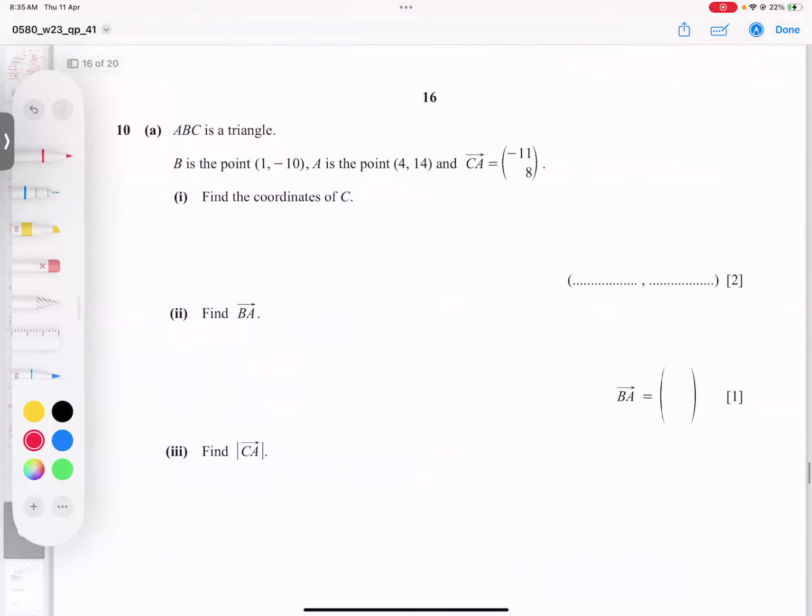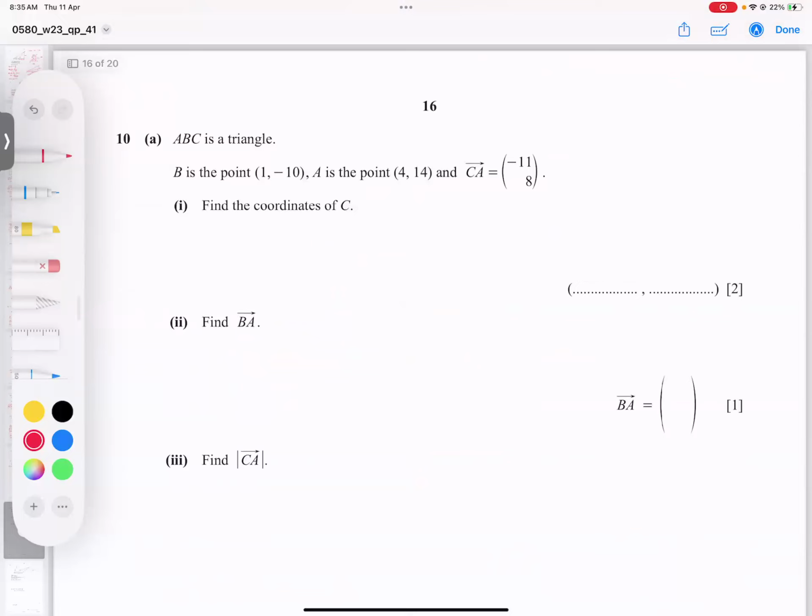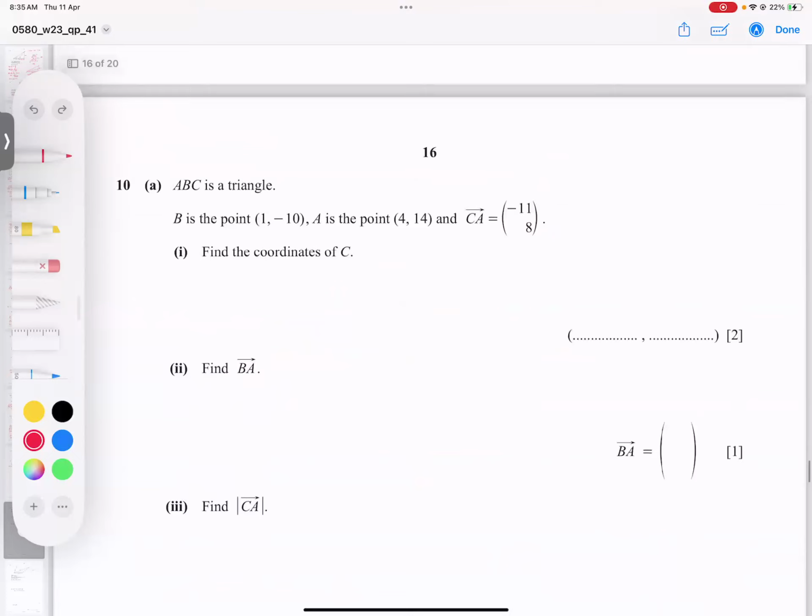So let's go for question number 10. ABC is a triangle. B is a point given here, A is this point, and CA is given here. Find the coordinate. I tell you one thing: for CA, we can expand it. For example, if I have AB, we can write the vector ending at B first, so I'm writing OB minus OA.